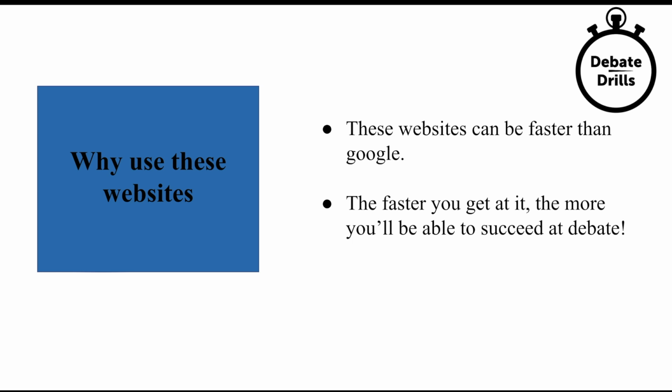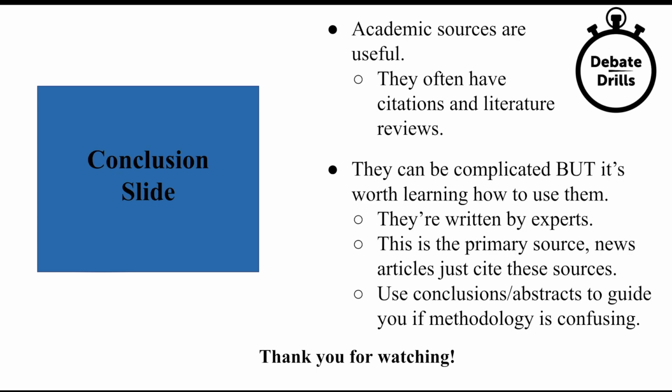Research is one of the most time-consuming things that debaters do. It's a lot of fun, but if you can try and get faster at it, you'll be able to find more evidence faster, and then you can also practice other skills in addition to research. Ultimately, academic sources are very useful.